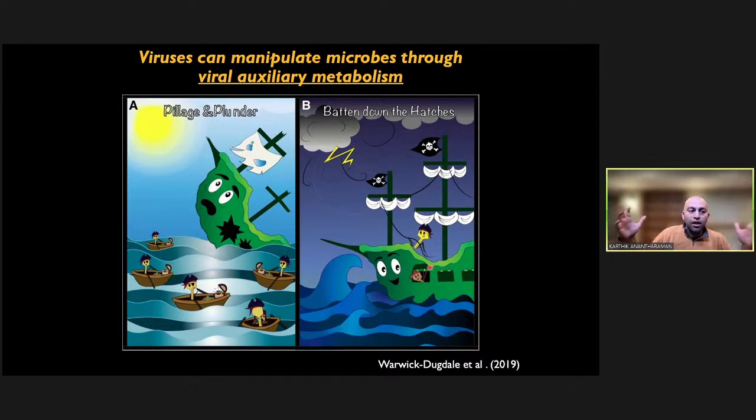When the host is alive, the virus is forcing the host to conduct a certain process and then utilizing some energy that is produced by the host to produce more virus particles, but the host itself does not die. So this, in a way, somewhat benefits the host, but it also benefits the virus a lot. And that's the concept of viral auxiliary metabolism.